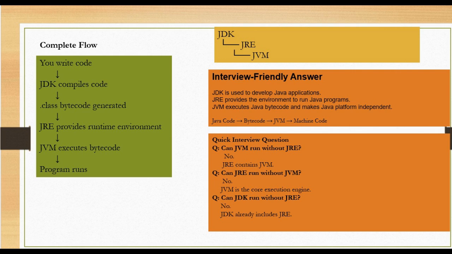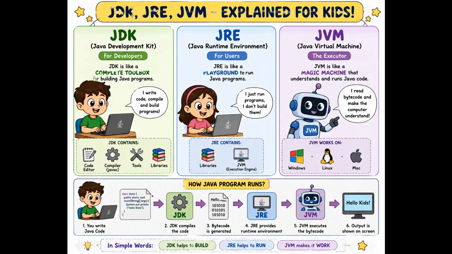Let's summarize this whole JDK, JRE, JVM into a small user story. JDK is like a complete toolbox for building Java programs. JRE is like a playground to run Java programs, and JVM is like a machine that understands and runs Java code. JDK contains the code editor, compiler, tools, libraries. JRE contains libraries and the JVM execution machine, and JVM works on Windows, Linux, Mac.